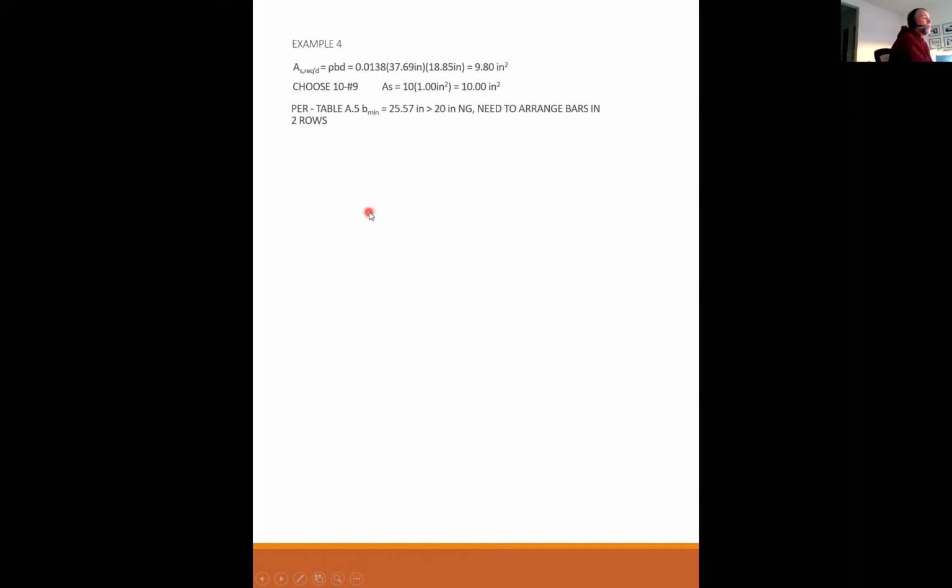And this answers the other student's question. When do I know that I need 2 rows? Well, I can't fit it all in what I've got with any combination. If you look through the charts and try to make it work with number 8s, number 9s, number 10s, 11s, 14s, nothing is going to fit in 20 inches. So I have to use 2 rows.